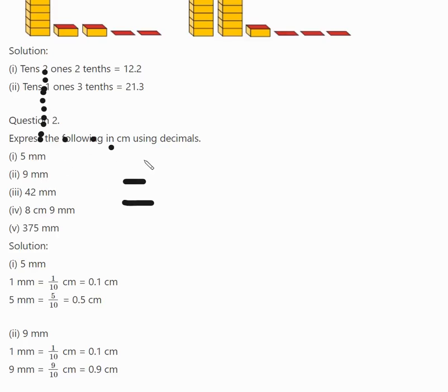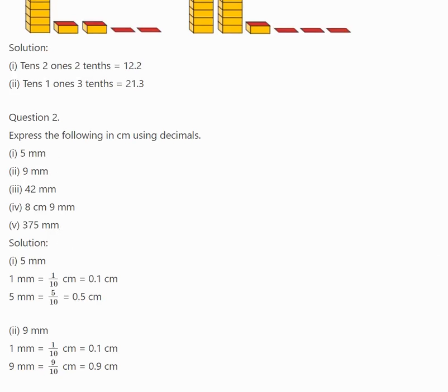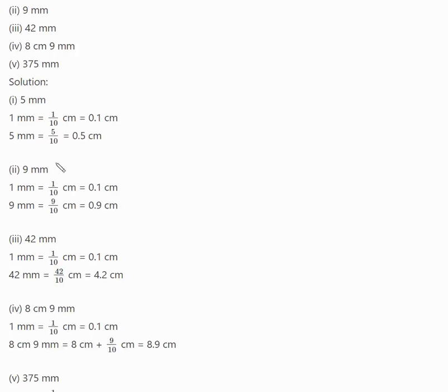Next I'll go with the second sum. Express the following in centimeter using decimals. Here we have 5 sums given in millimeter: 5 millimeter, 9 millimeter, 42 millimeter, 8 centimeter and 9 millimeter, 375 millimeter. We have to convert these to centimeter using decimals, right? Right. Here, see, look at this.